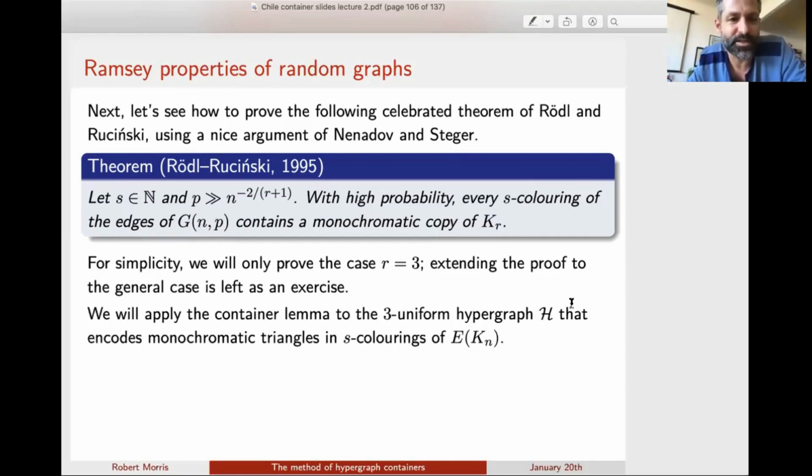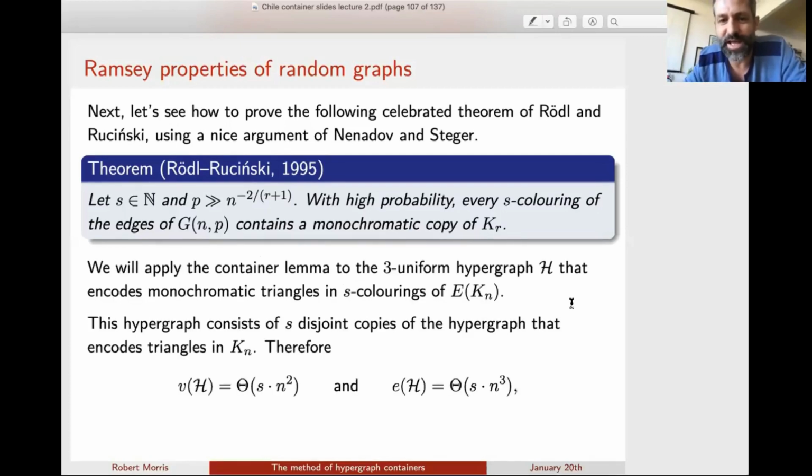What we want to do is apply the container lemma to the three-uniform hypergraph, not the one that encodes triangles in the complete graph. We want a hypergraph that encodes monochromatic triangles in s-colorings of the edges of the complete graph. That sounds a bit more complicated, but it's only very slightly more complicated. So what would this hypergraph be? Well, all we do is take s copies of the hypergraph that encodes triangles, one for each color.